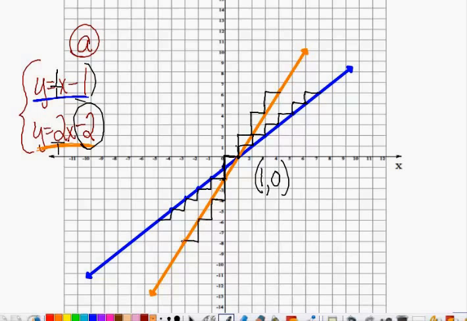So I can already see the point where they're going to cross. Right here. That point 1, 0, and that is the solution to A. So now let's look at B.